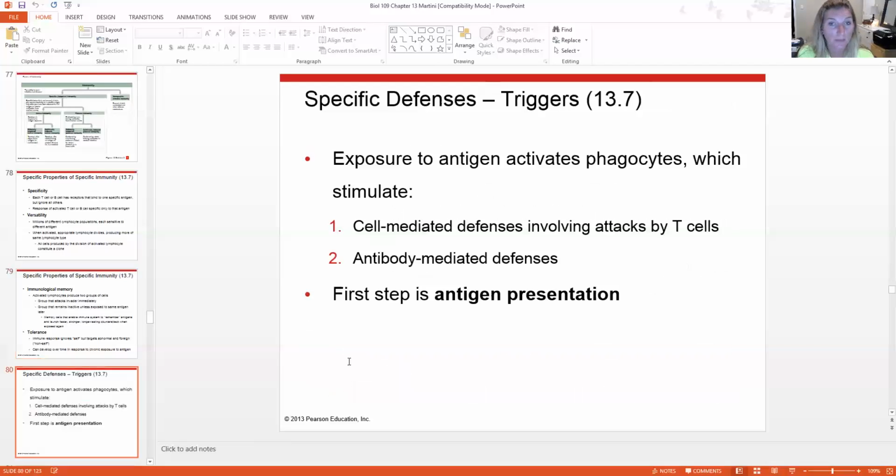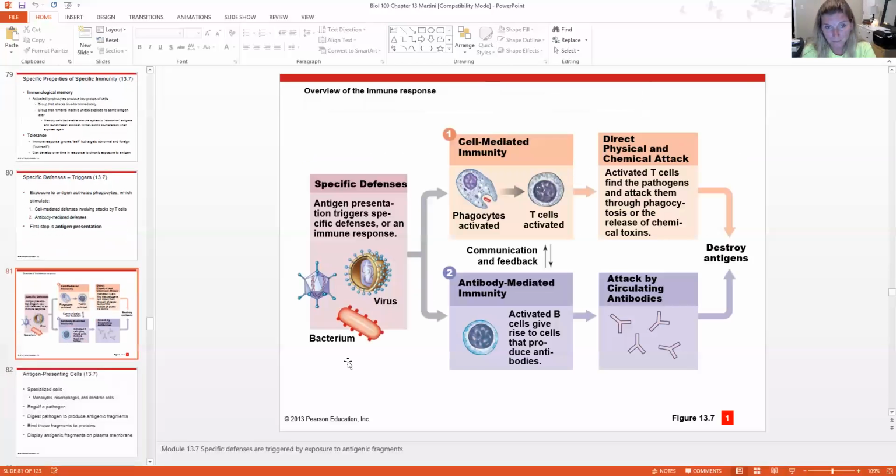So let's talk about some triggers for our specific defenses. Exposure to an antigen, a bacteria comes into your body. It's going to first activate phagocytes. Phagocytes are going to stimulate a cell-mediated defense involving T cells. They're also going to trigger an antibody-mediated defense. The first step in the whole process is called antigen presentation. Here you see the whole process. Specific defenses, virus or bacteria comes in. At the cell-mediated level, our phagocytes are activated, our T cells are activated, and our antibody-mediated response, our activated B cells are going to start producing antibodies. There's a feedback mechanism between the two.